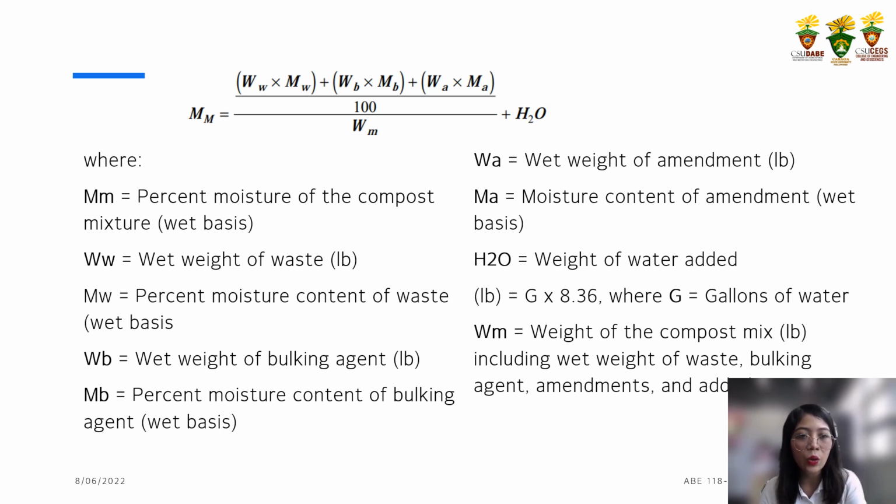So note, to avoid confusion and repetition, the combination of excreted manure, bedding, water, and bulking agent will be referred to as the compost mix. So the general equation for the moisture content of the compost mix, the percent moisture, is this formula.